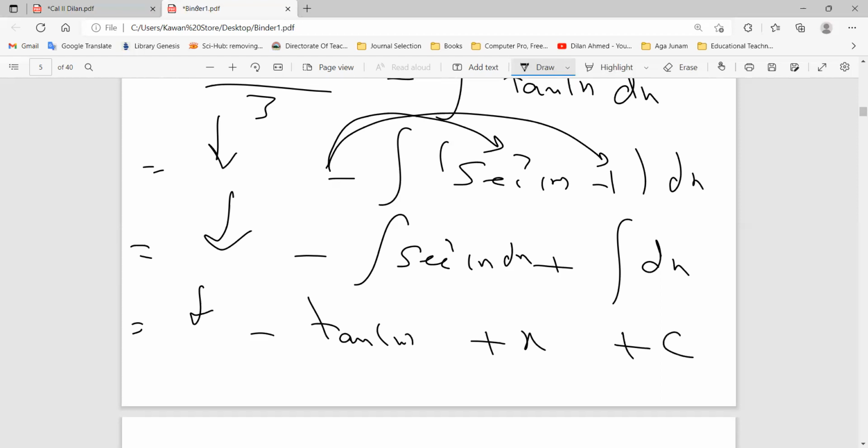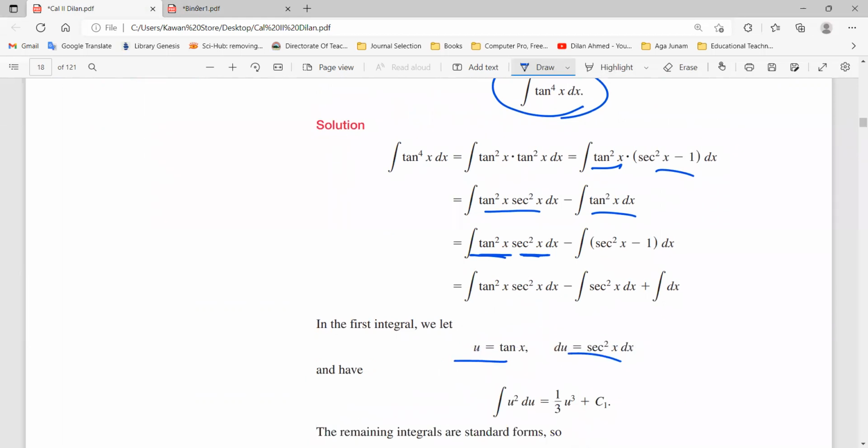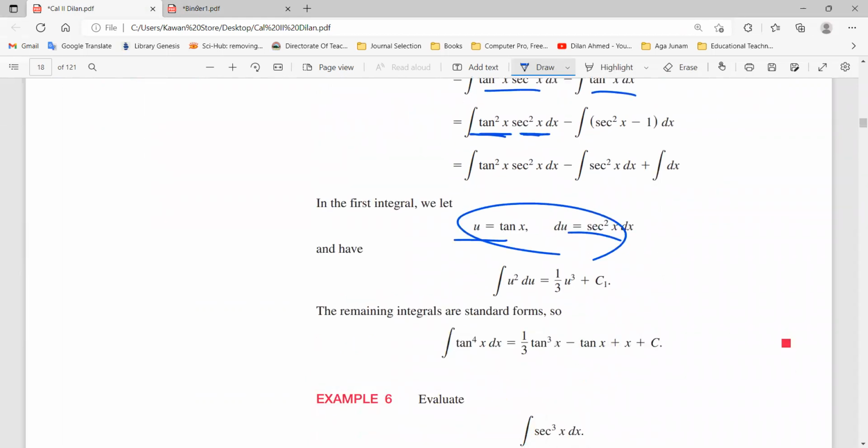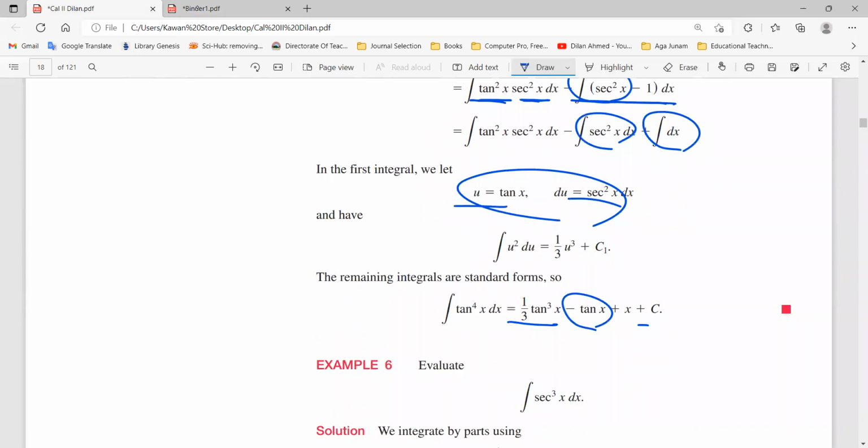Understood? Do you have any problem? Hello? Understood? Good. So here we change it to that one. Why? Because I want to multiply by that one. Good. So that one is box d box. So I'll get 1 over 3 tan cube. And how about that one? How do I solve that one? I know that one is direct. That one is equal to x. So tan and x. Understood? Any question? Good.